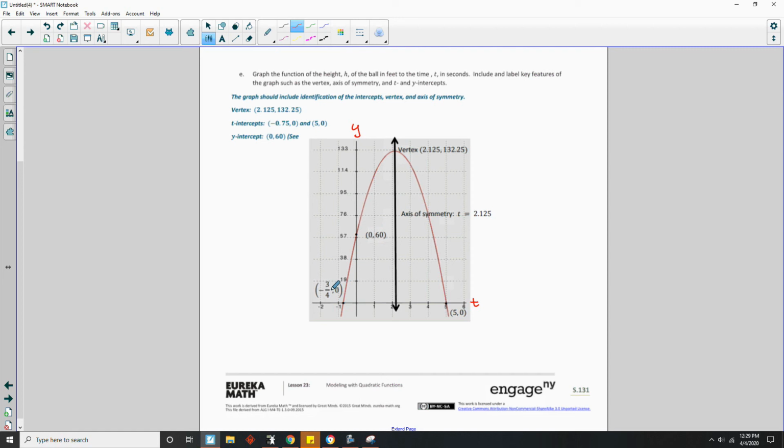So we have the point (-3/4, 0), we have (5, 0), and we have the y-intercept of (0, 60). So really, if you wanted to, this would be the building right here. He's standing on the corner of the building, throws it up, and it reached 132 1/4, turned and went down, and the axis of symmetry is t equals 2.125 or 2 1/8. So there's the graph.